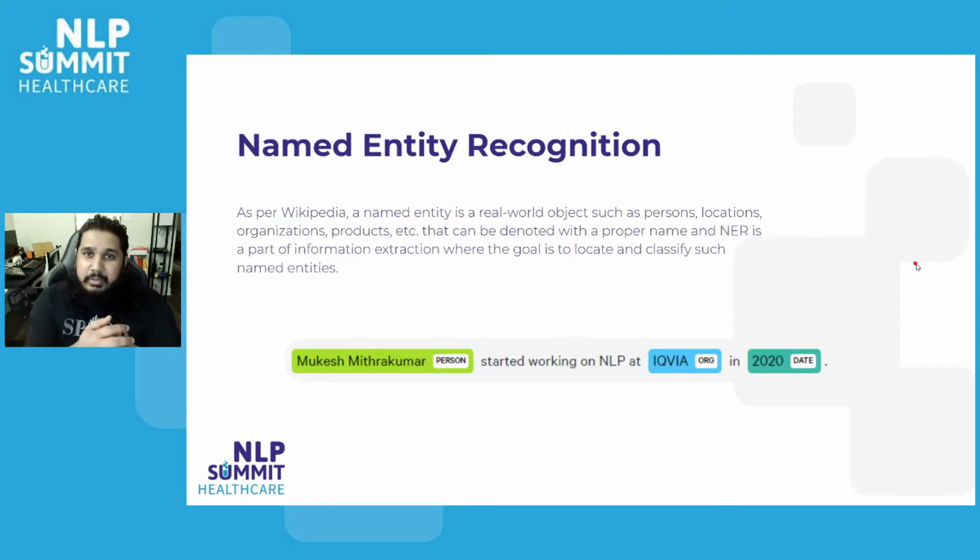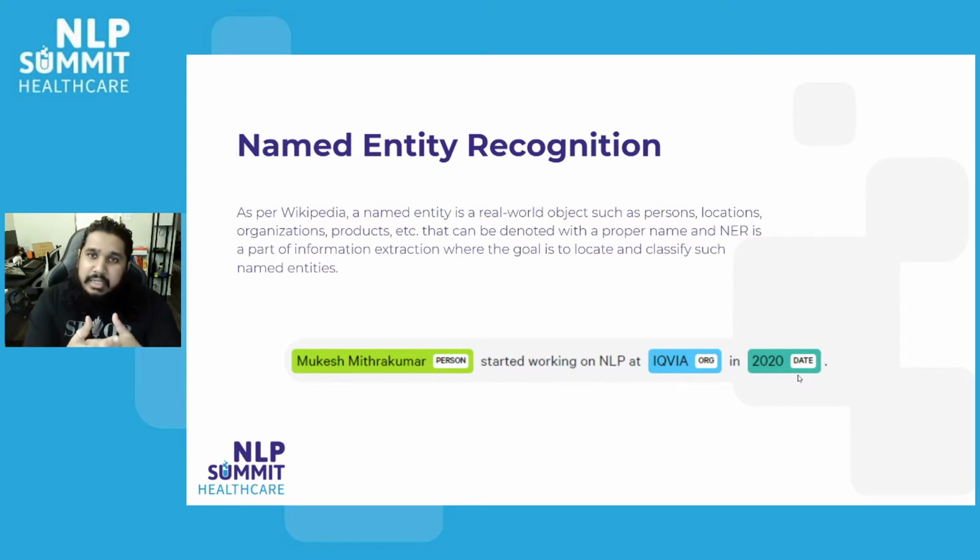So, starting with named entity recognition. Named entity recognition is a part of information extraction where the goal is to locate and classify named entities. As per Wikipedia, a named entity is a real-world object. It can be abstract or have a physical existence, such as persons, locations, and organizations that can be denoted with a proper name. For example, if you take Mukesh Mitrakumar started working on NLP at IQVIA in 2020, here Mukesh is an instance of a person, IQVIA is an instance of organization, and 2020 is a date.